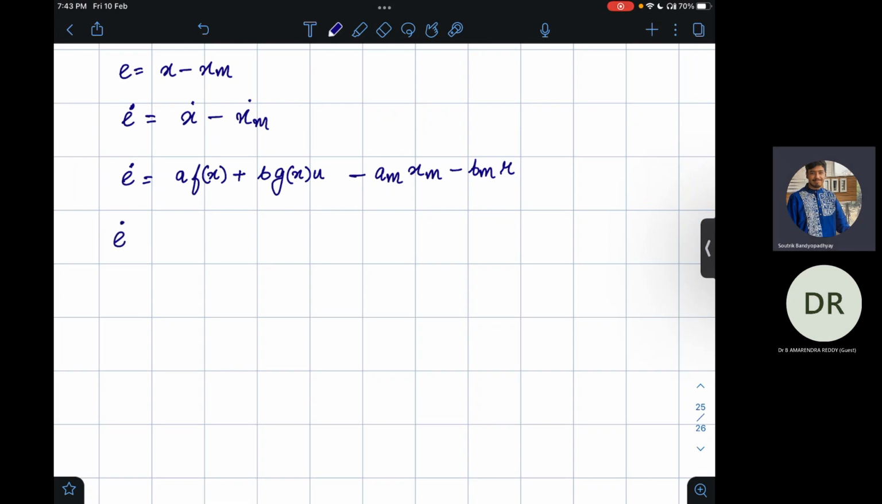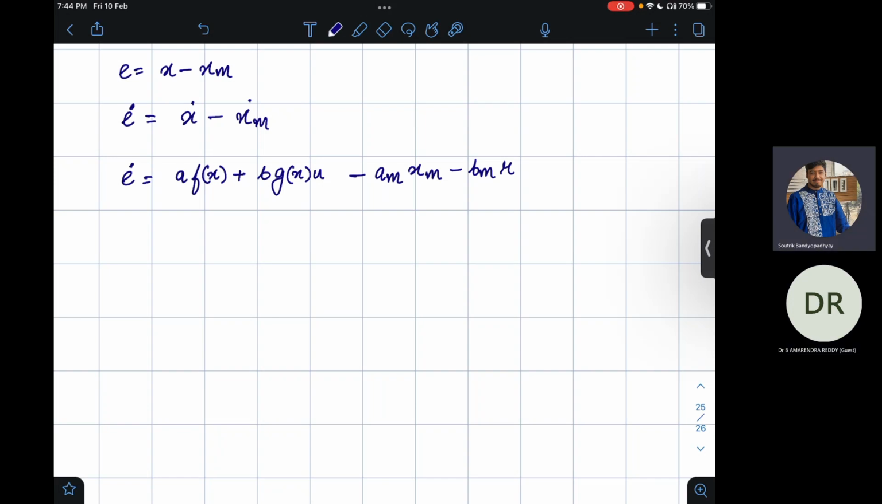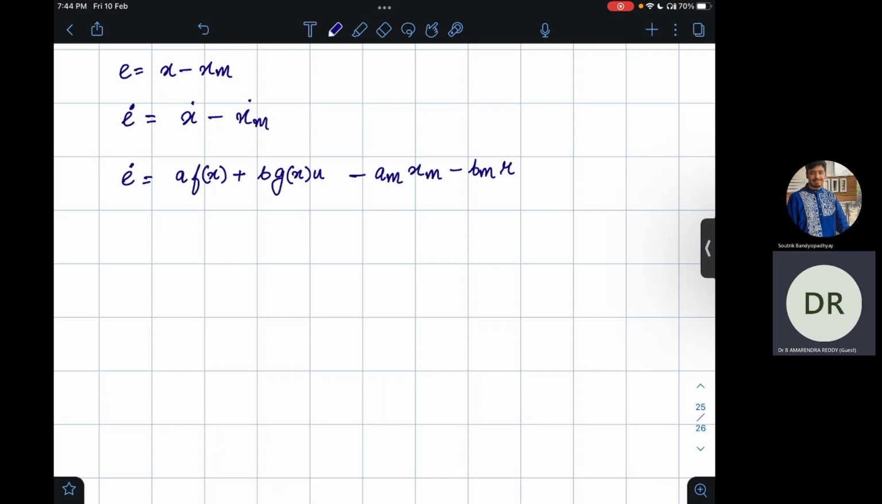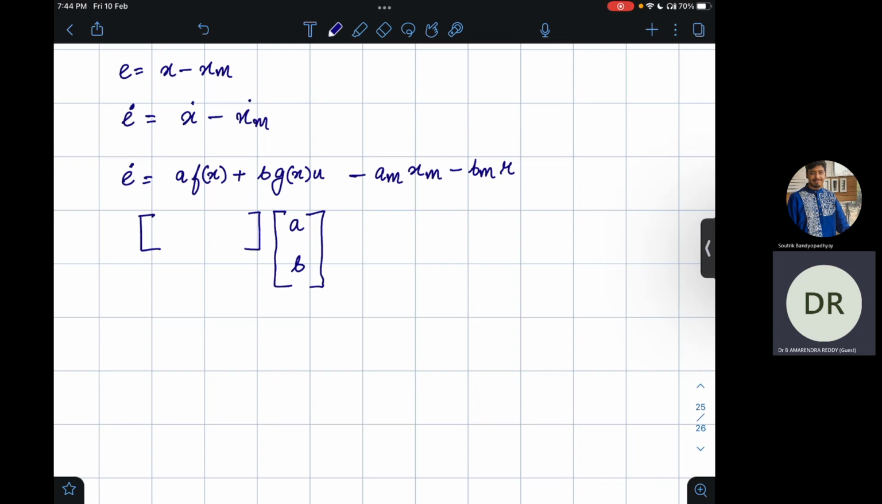Right. So we have e dot is equal to AF plus AFX plus B and so on. Now, can we separate out the unknowns and knowns here? AM and BM are known values, sir. Sorry, AM and BM are known to us, so A and B are unknowns. Can we write it in matrix form?